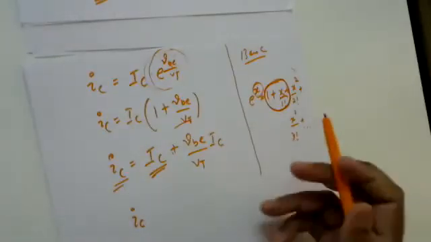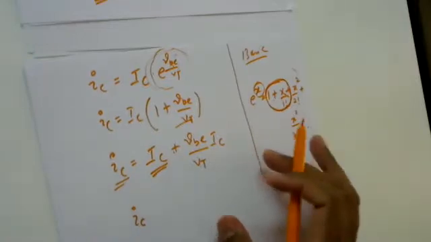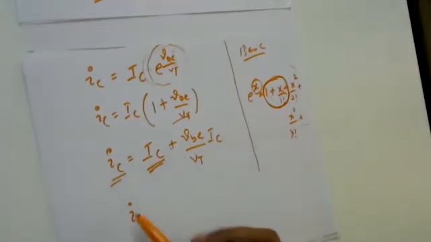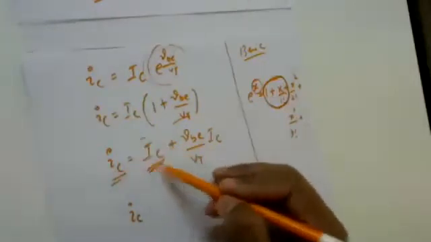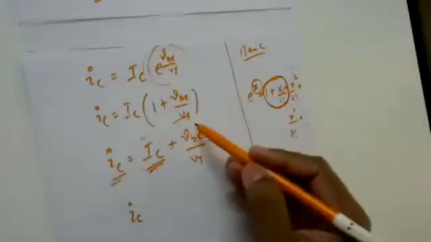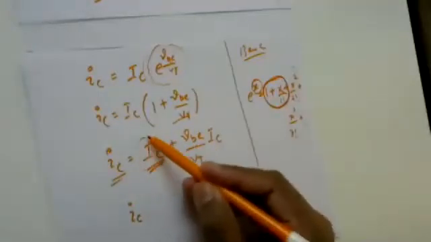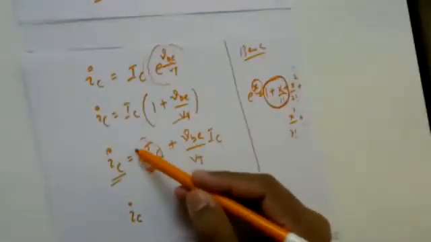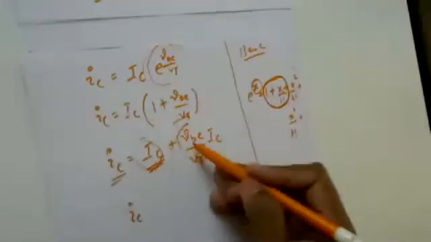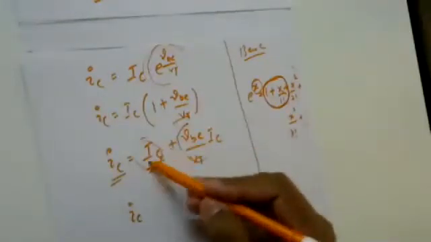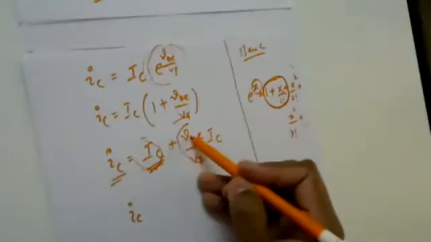Now, continuing from where we left off, I can simply say that my IC represents an AC component, so I need to consider only the AC component now. This IC represents a combination of a DC component plus the AC component. This is a DC component, and this is an AC component. So it indicates a combination of both DC as well as AC.